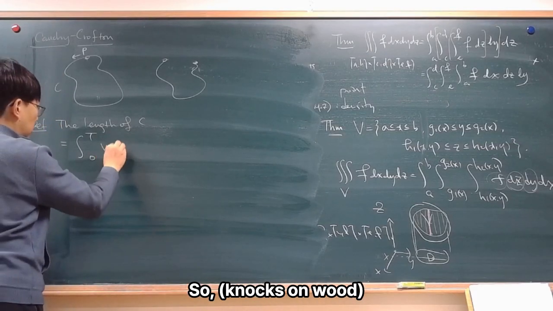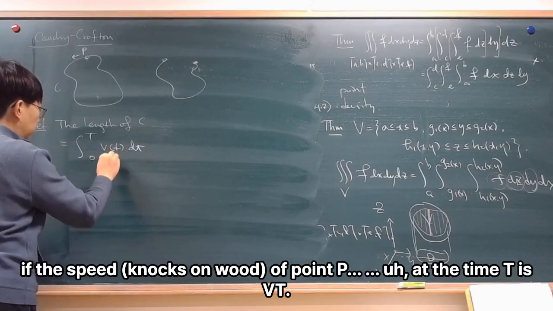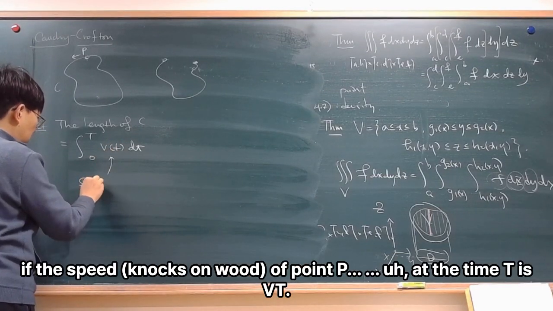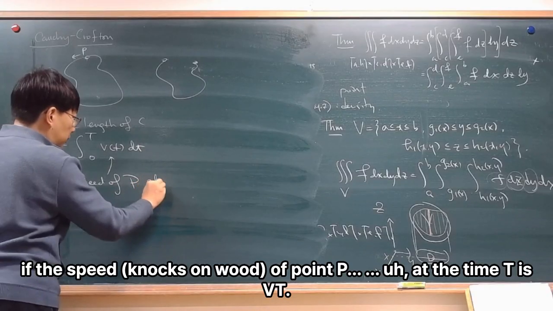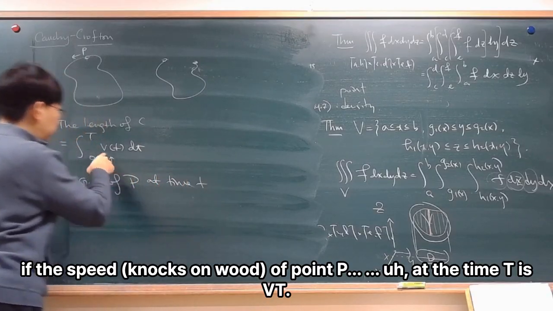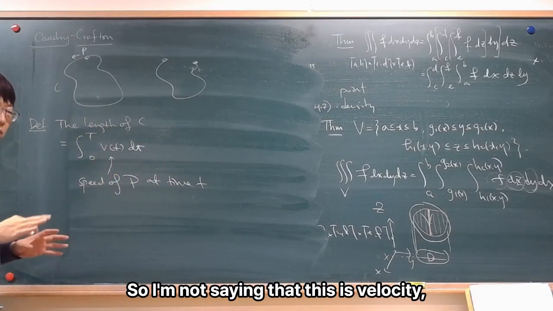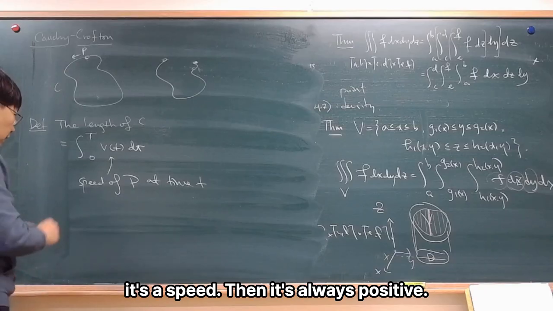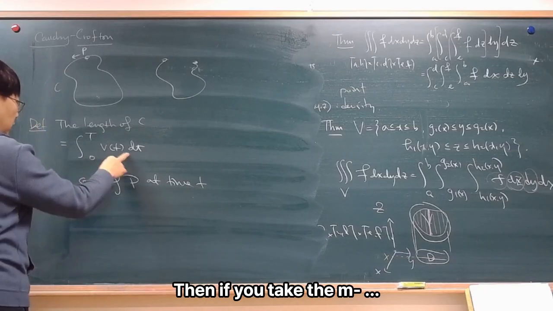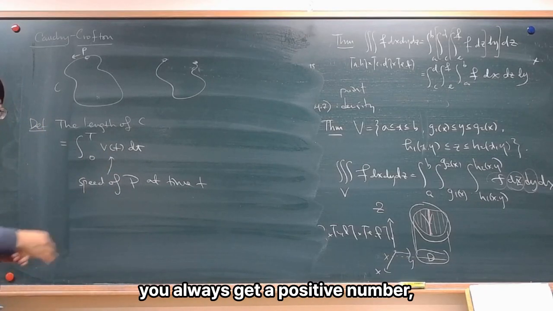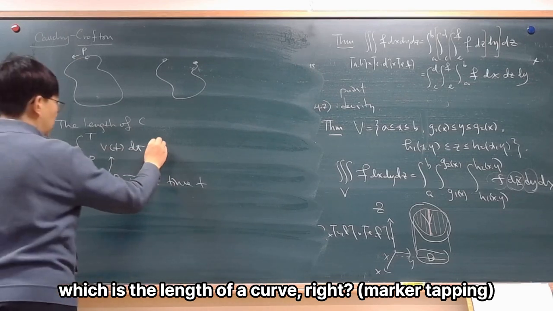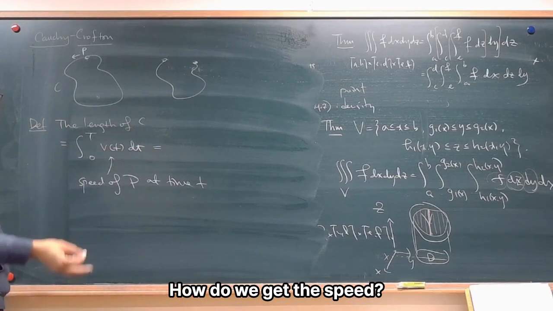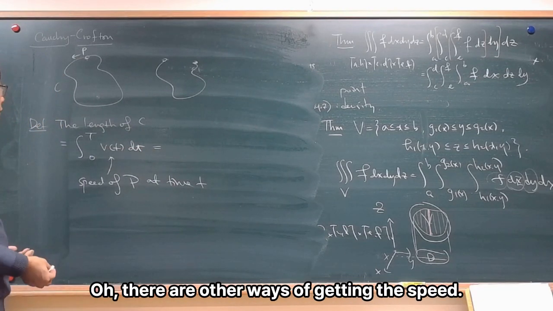So if the speed of point P at time t is v(t), and I'm not saying that this is velocity, it's a speed, then it's always positive. Then if you take the integration, you always get a positive number, which is the length of a curve, right? So how do we get this? How do we get the speed? There are other ways of getting the speed.